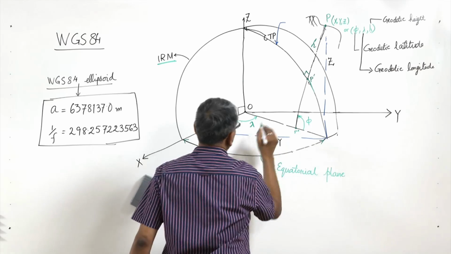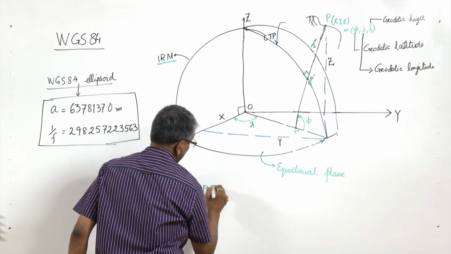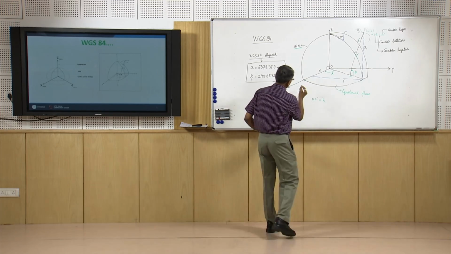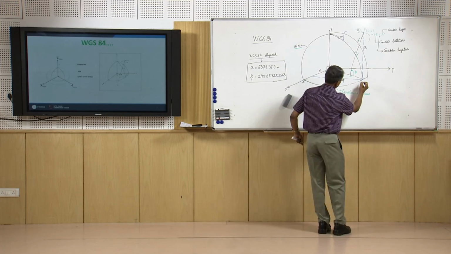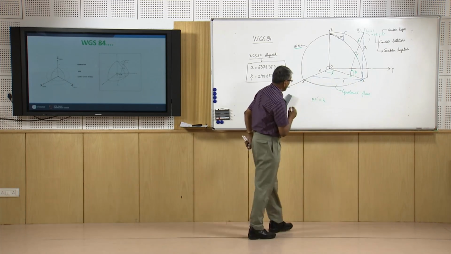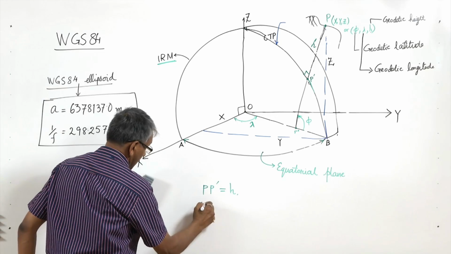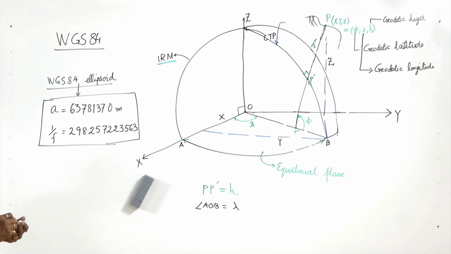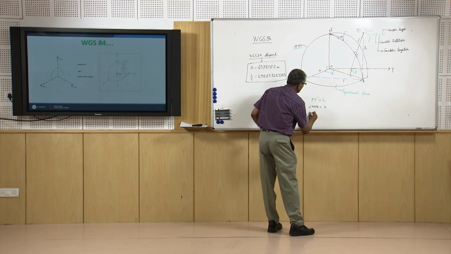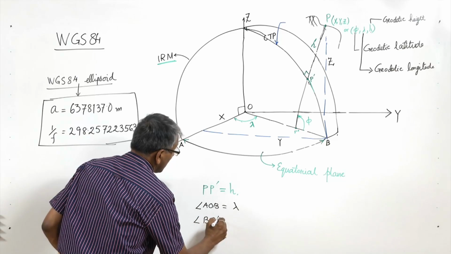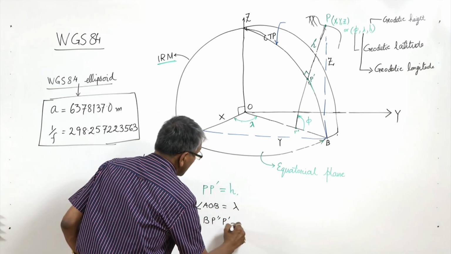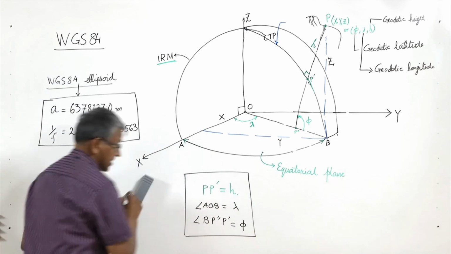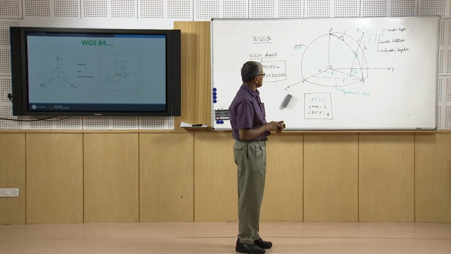So P P dash is equal to small h. Now, if I call this A and this B, then angle AOB is the geodetic longitude, and the angle at P dash is the latitude. So this is the geodetic location of the point P.